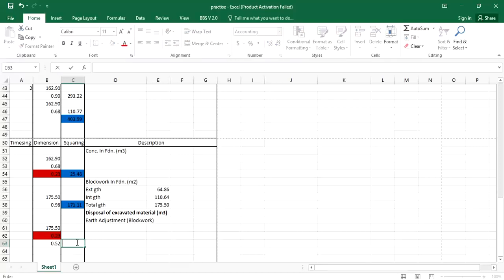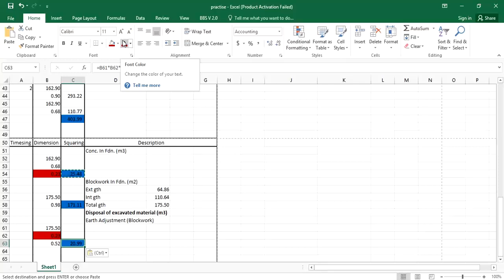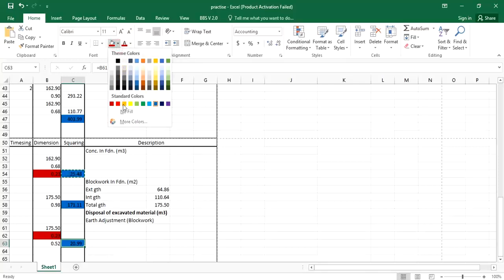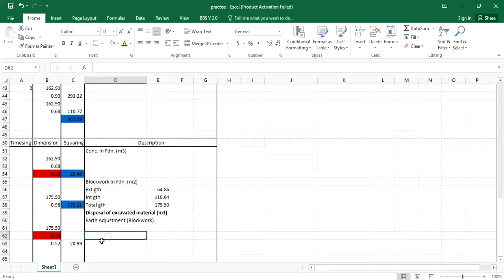You can try and copy the formula, Control C, and come here and press Control V. So that's it. But here you can try and remove it from fill and put it as no fill. So come here and change it to no fill. So this is our volume of block work in trench, not outside trench.